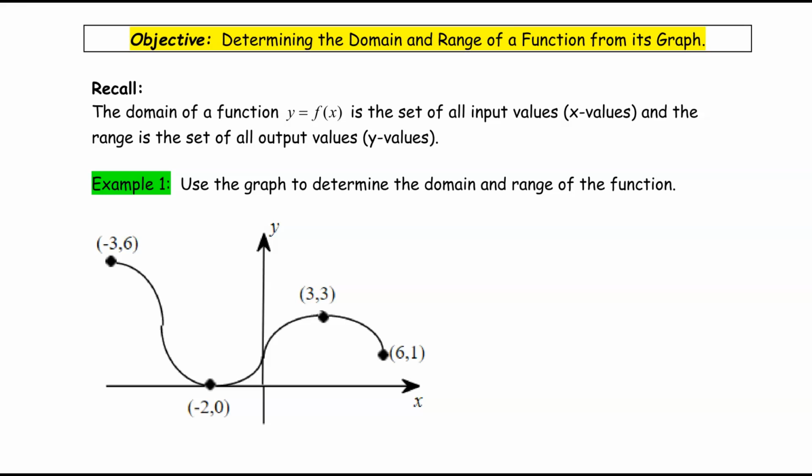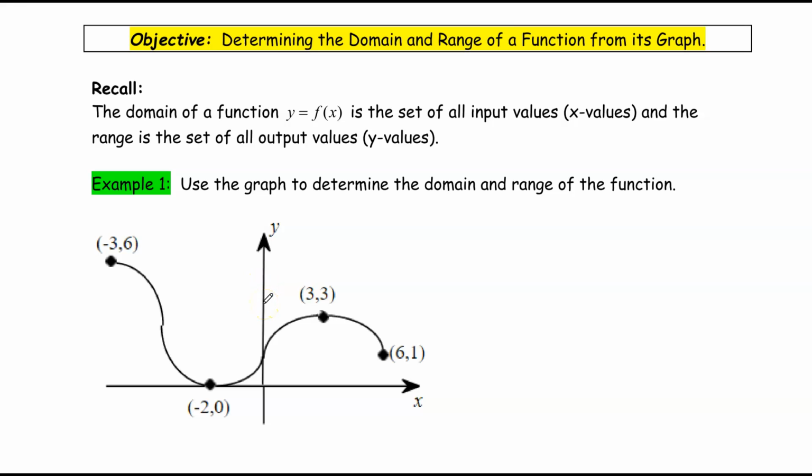Now let's look at some information from the graph of a function. Here, we want to be able to determine the domain and range of a function from its graph. If you remember, the domain of a function y equal to f of x is just the set of all input values, or the set of all x values, and the range is the set of all output values, or the set of all y values.